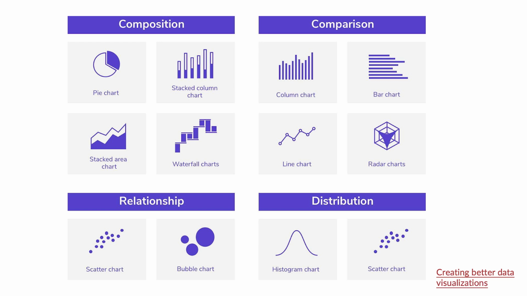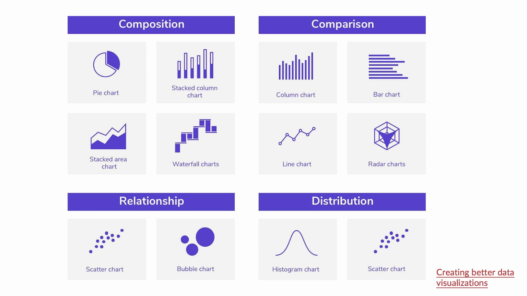So here are some examples, right? These titles, composition, comparison, relationship, and distribution, are different types of data trends that you're trying to show. In composition, you're trying to show a part of a whole. And these are some examples: a pie chart, a stacked column chart, a stacked area chart that show composition. Comparison is where you're trying to show the difference between different categories.